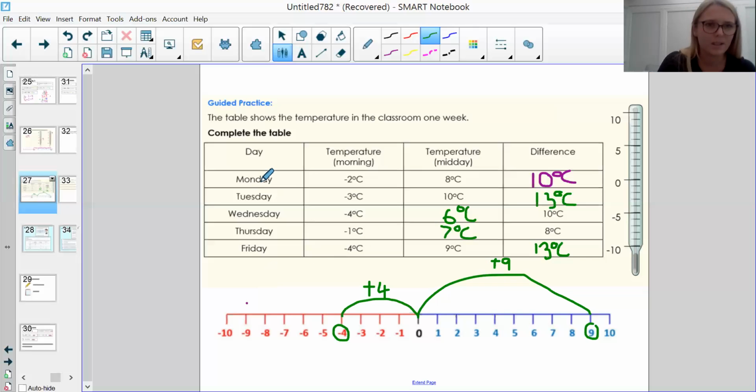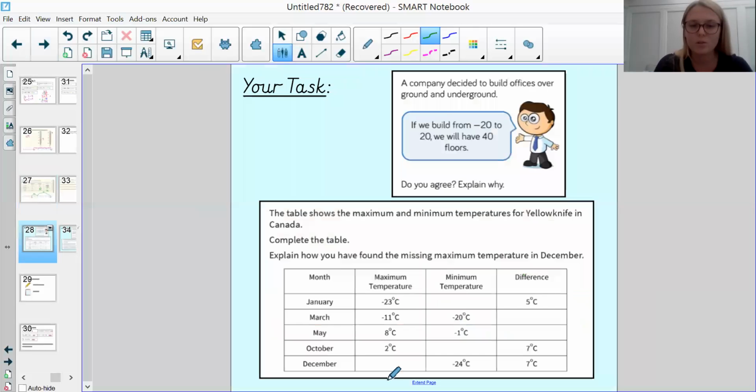Right, so now over to you. You have got 2 questions to have a go at. A company decided to build offices overground and underground. If we build from -20 to 20, we will have 40 floors. Do you agree? Explain why.